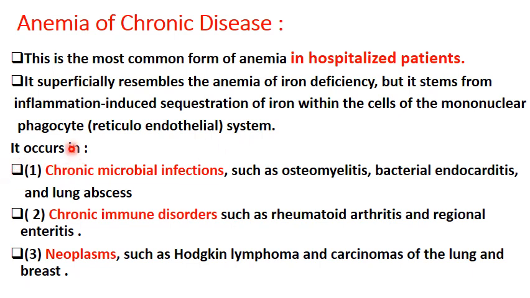This type of anemia, anemia of chronic disease, occurs in chronic microbial infections, such as in patients with osteomyelitis, bacterial endocarditis, lung abscesses, in chronic immune disorders, such as rheumatoid arthritis and regional enteritis, and in neoplasms or malignant lymphoma, as in Hodgkin lymphoma and carcinoma of the lung and the breast.